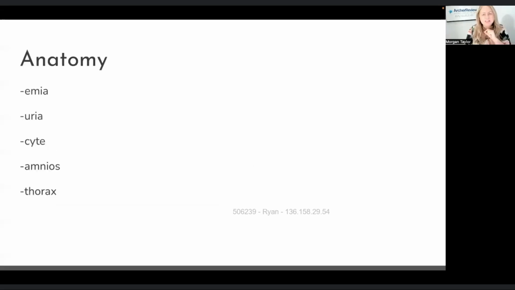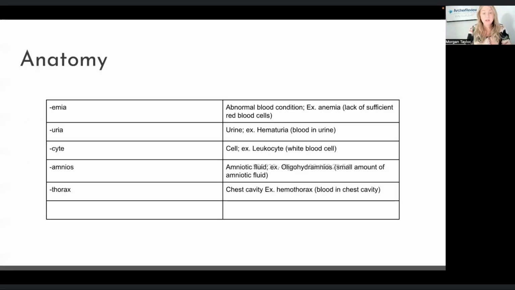We have several suffixes when it comes to our anatomy and physiology as well. For example, when you see words ending in emia, we're talking about the blood. Anemia, lack of blood cells. Septicemia, infection in the blood. Versus when we see words ending in urea, we're talking about the urine. Polyuria, excessive urination. Hematuria, blood in the urine.